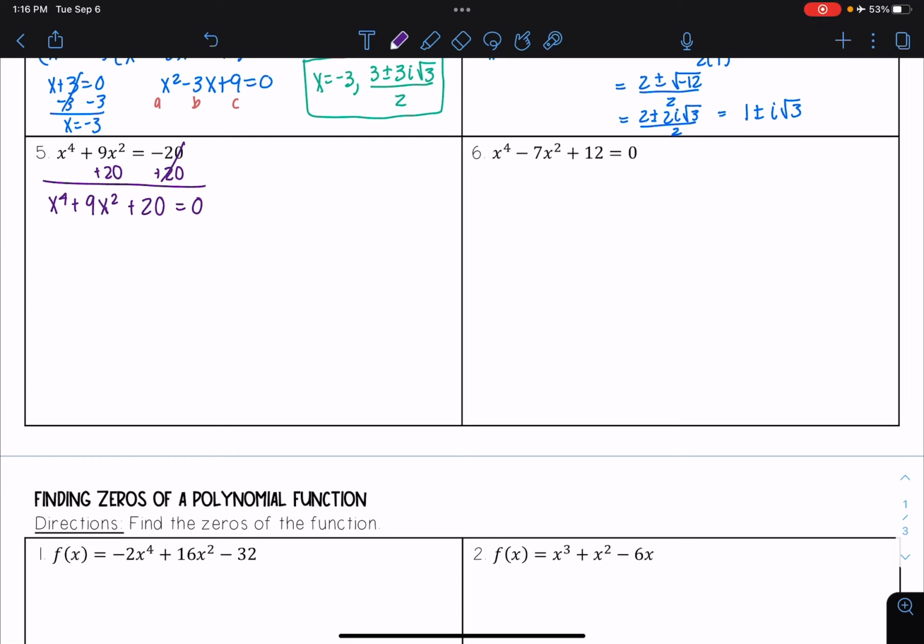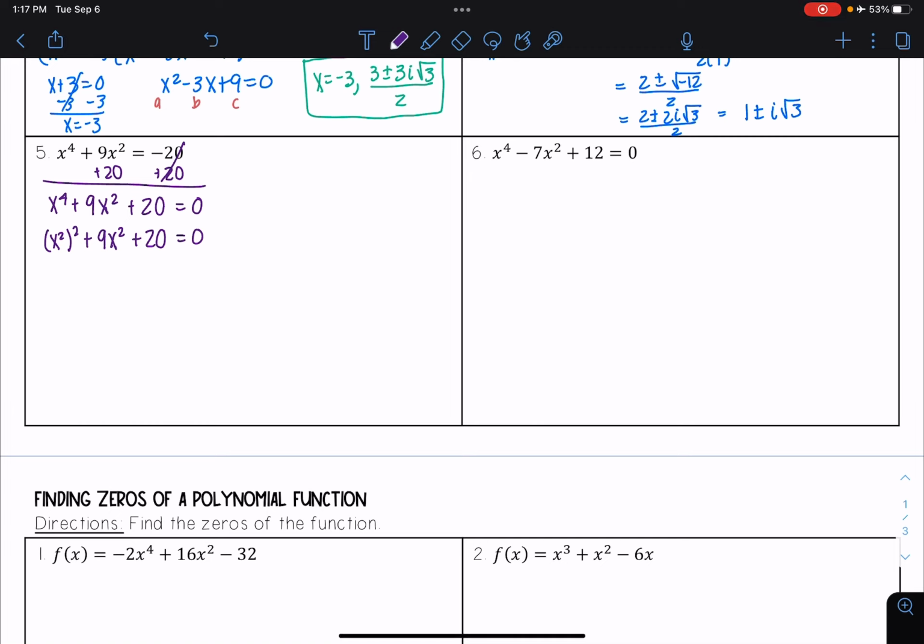Okay, now looking at this one, I notice that my highest exponent is 4. I divide that by 2, and I get the next highest. And then I go to no variable. So that means I can actually rewrite this to look like a quadratic. So I can rewrite this as x squared squared plus 9x squared plus 20 is equal to 0.